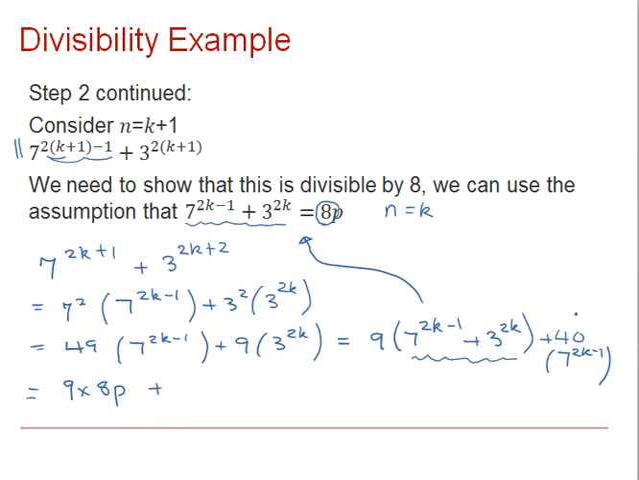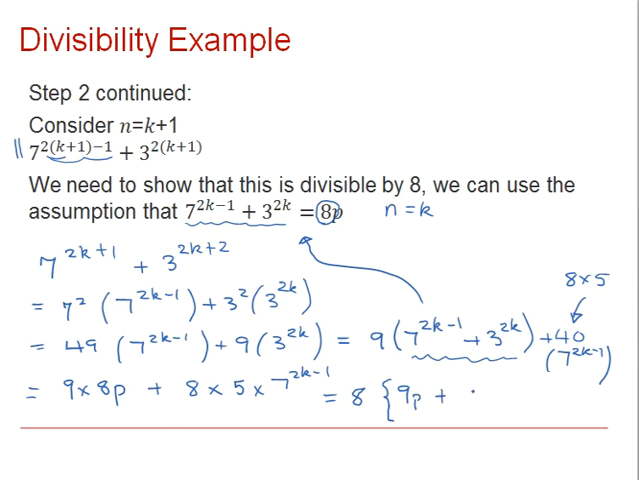and because I know that 40 is 8 times 5, I can say, well, actually I've got 8 lots of 5 times 7 to the 2k minus 1. Therefore, I can pull out a factor of 8, which is what I'm after all, and say, well, that's fine. I've still got, inside the bracket, 9p plus 5 lots of 7 to the 2k minus 1. I'm not really that interested in some ways about what's in that bracket. What I'm really interested in is the fact that this factor of 8 implies divisibility by 8 for the case where n equals k plus 1.